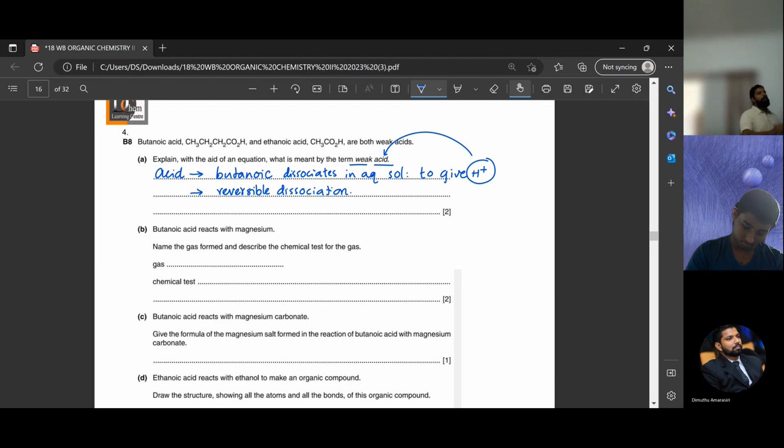Name the gas formed when butanoic acid reacts with magnesium. The gas is hydrogen. They ask for an equation. I'm sorry, I didn't see that. Butanoic acid: CH3CH2CH2COOH aqueous, reversible sign, CH3CH2CH2COO minus aqueous, plus H plus.